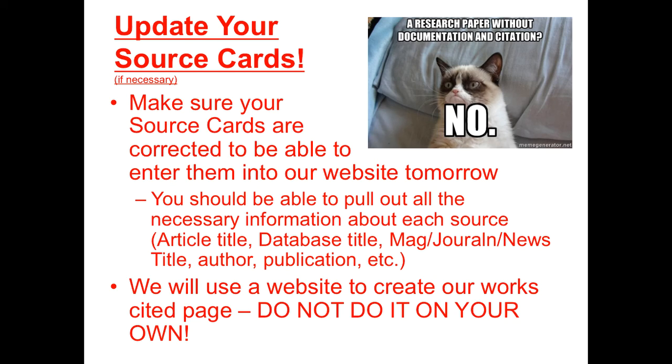So when looking at your source cards, you should be able to pull out all the necessary information with regards to what kind of source you're working with. So if you're working with a database article, for instance, you should be able to pull up the article title, the database title, the magazine, newspaper, or journal, the author, if there is one, the publication date and date of access, all of the information that you wrote down on your source cards, you want to make sure is correct. We will use all of the information in your source cards tomorrow to create our Works Cited page on NoodleTools.